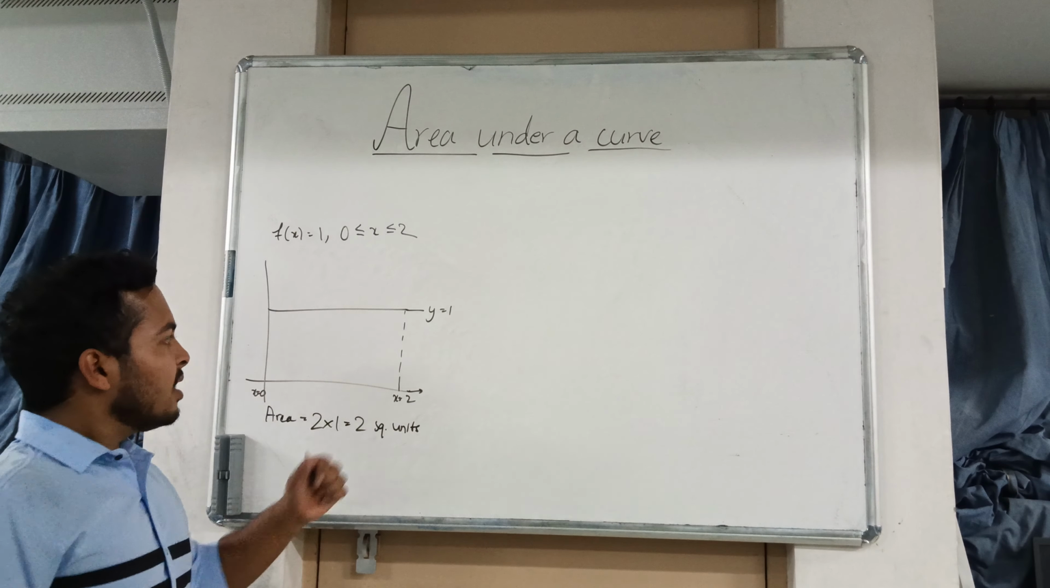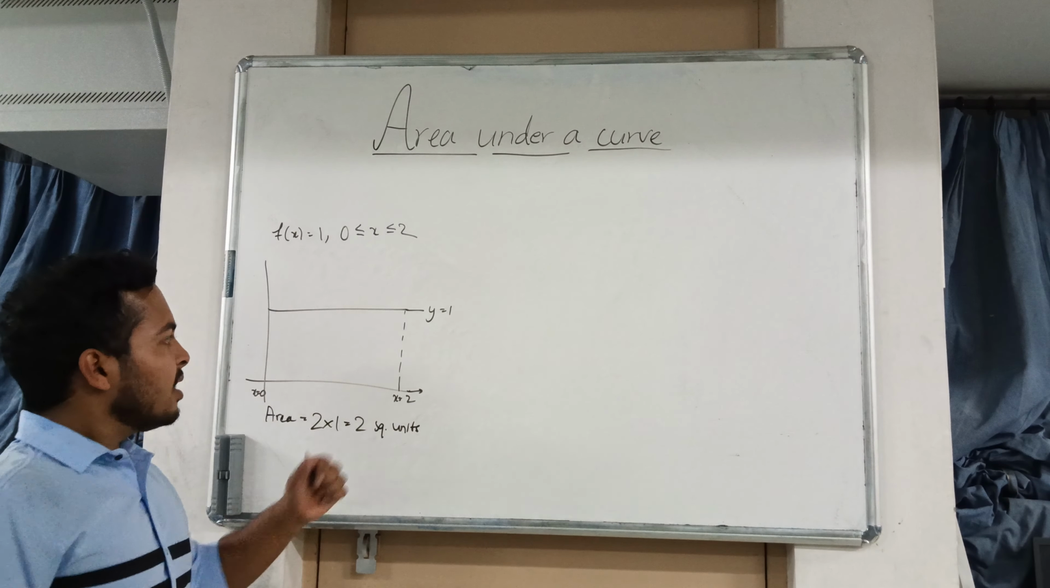Let's see. First, let's break this interval into two subintervals of equal length. Let this be x0 equals a, this be the x1 point, and this be x2 equals b. Now, how do we draw the rectangles?